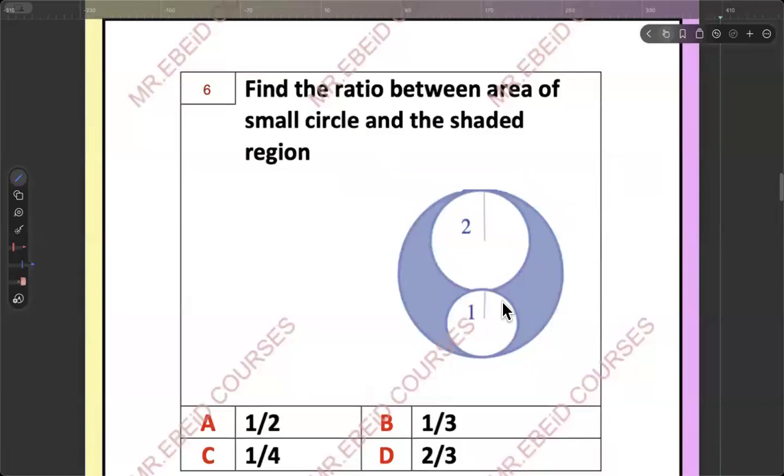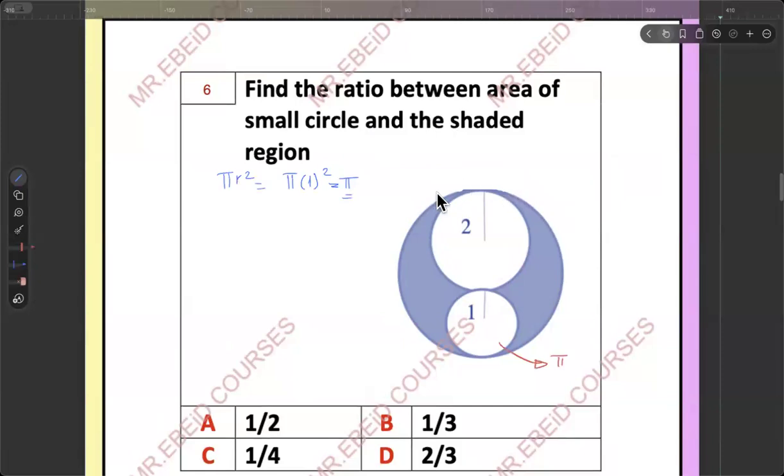First of all, we can find the area of the small circle. As you know, the area formula is pi r squared. So it will be pi times 1 squared, which equals pi. This is the area of the small circle. This area is pi. Now how can we find the area of the shaded region?